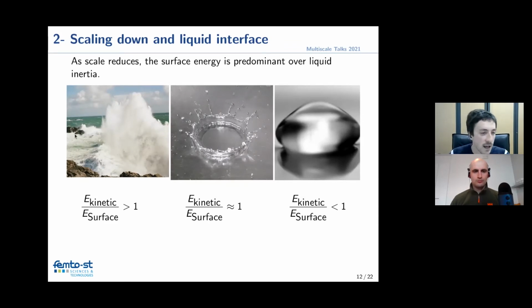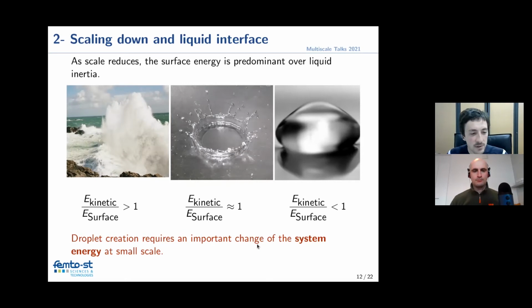If you look at a large scale, like a wave crashing on the shore, it will disperse in many, many drops. But if you look at a drop from a faucet that impacts some plates, it's more or less maintained as one drop. There are few splashes. And if we scale down even more, it's like a drop that bounces in every direction, and it stays as one drop. So it's really important to keep in mind that droplet creation at small scale takes a lot of energy compared to the energy of the system.